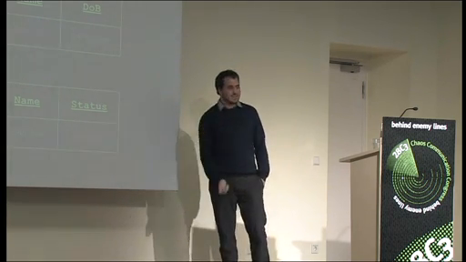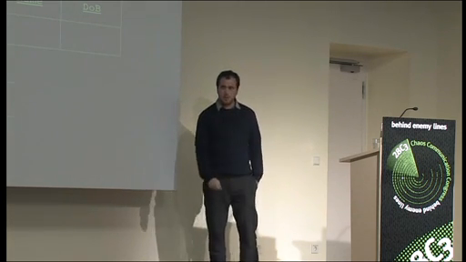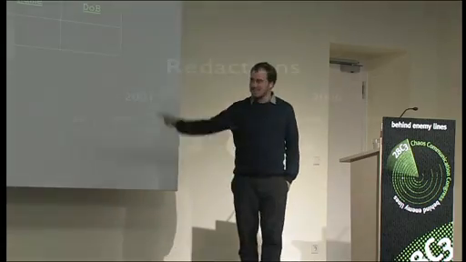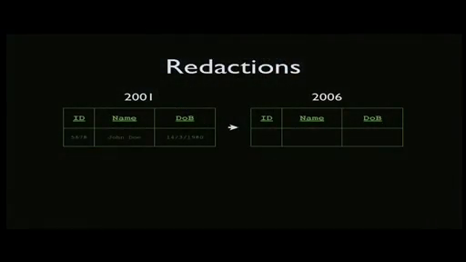So again, those are pretty easy, which brings us to the last and most interesting case: redactions. People that exist in the older versions, say in 2001, and do not exist in 2006. If you're like me, you're going, what the fuck?